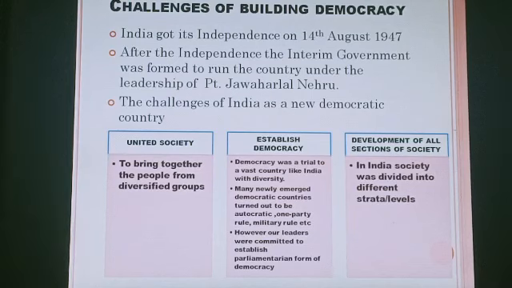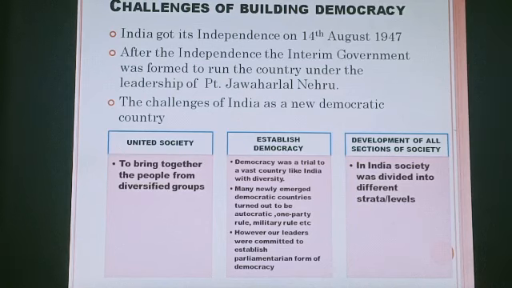The second was to establish a democratic country, or democracy. Before India's independence, democracy also existed, but it was always in developed countries. In a new, illiterate, underdeveloped country like India at that moment, it was very risky, or challenging.